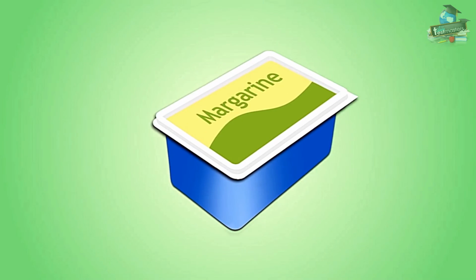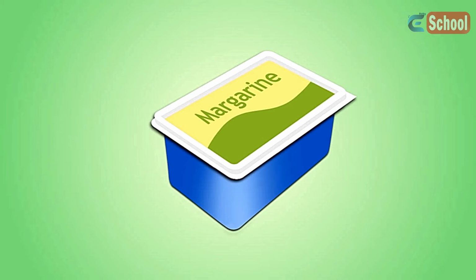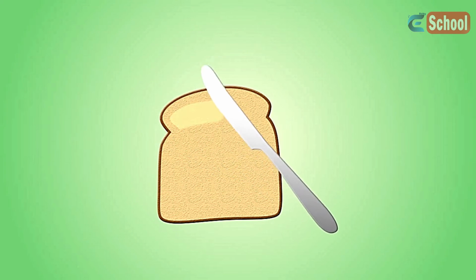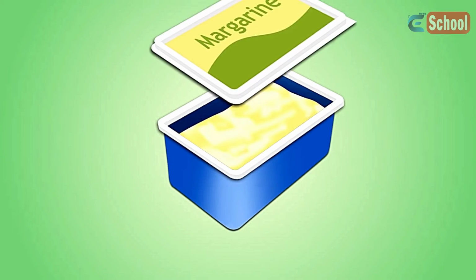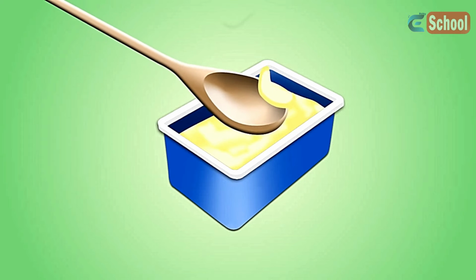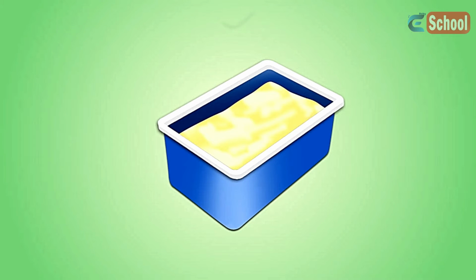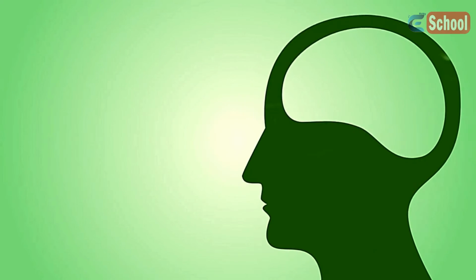Let's think about margarine and what it is used for. It is usually spread on bread or used in baking. We can use a spoon and scoop spoonfuls out. Margarine is usually stored in a plastic container, and it takes the shape of the container.